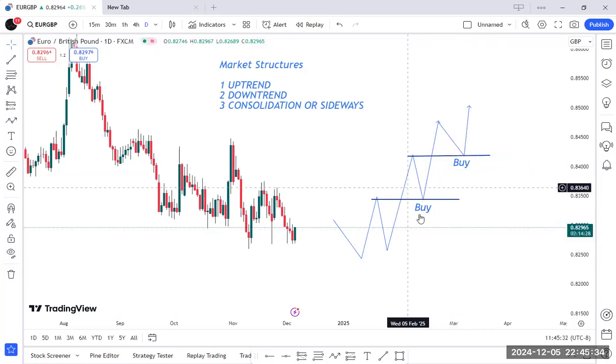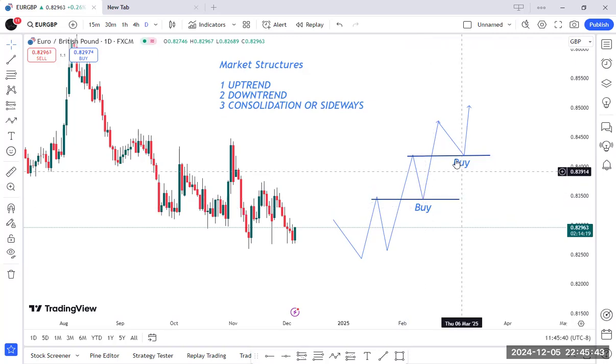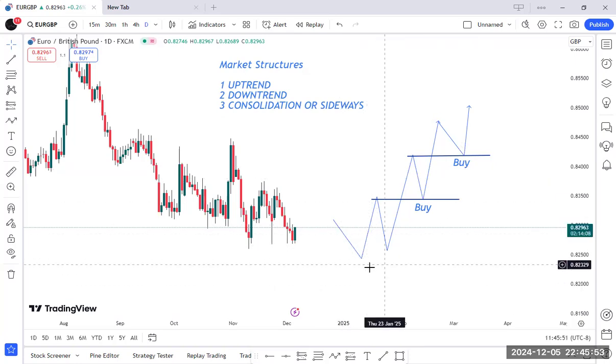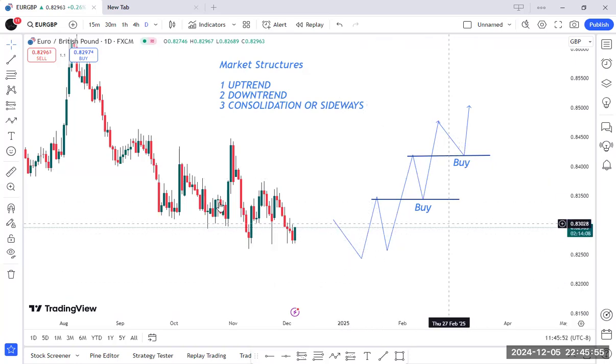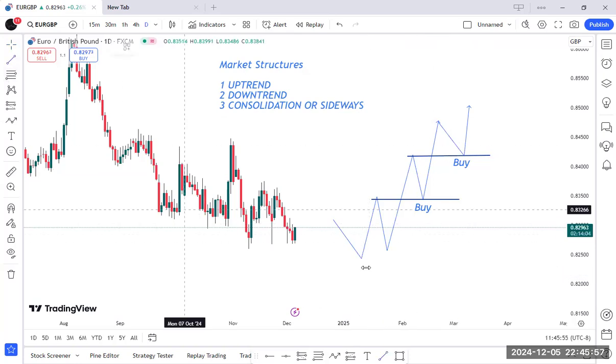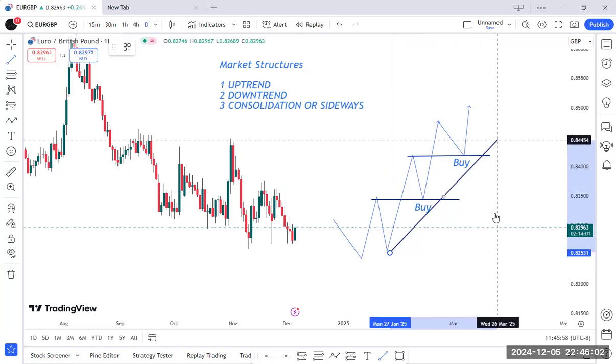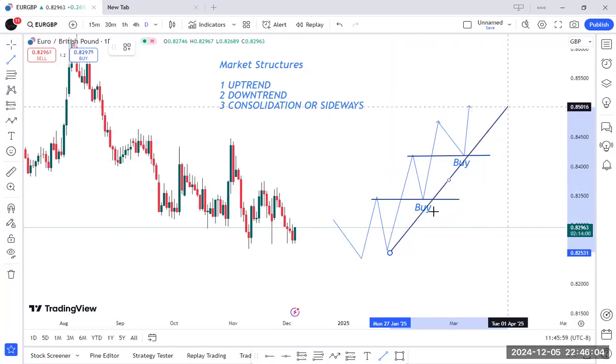You buy when price retraces back to the area which it has broken out from. And you buy when price breaks out of this next high and then retraces back to that same high which it has broken out from. This is when you buy, and this is when you can determine that the market is in an uptrend. Price is going up. This is an uptrend.